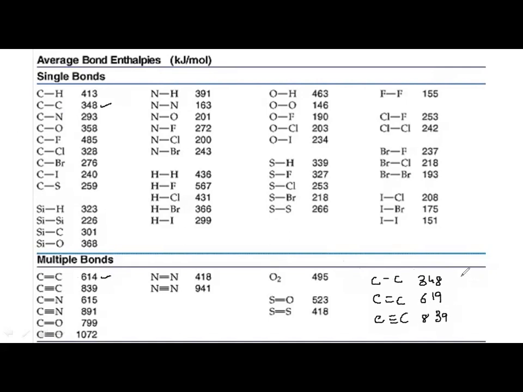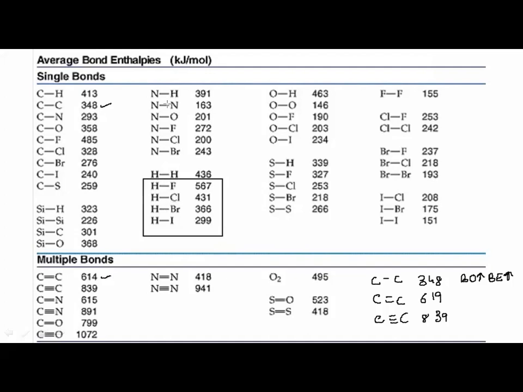So what is happening? Bond order is increasing, therefore bond energy is also increasing. As bond order increases, bond energy also increases. You observe in this set also. Observe here. What is happening?